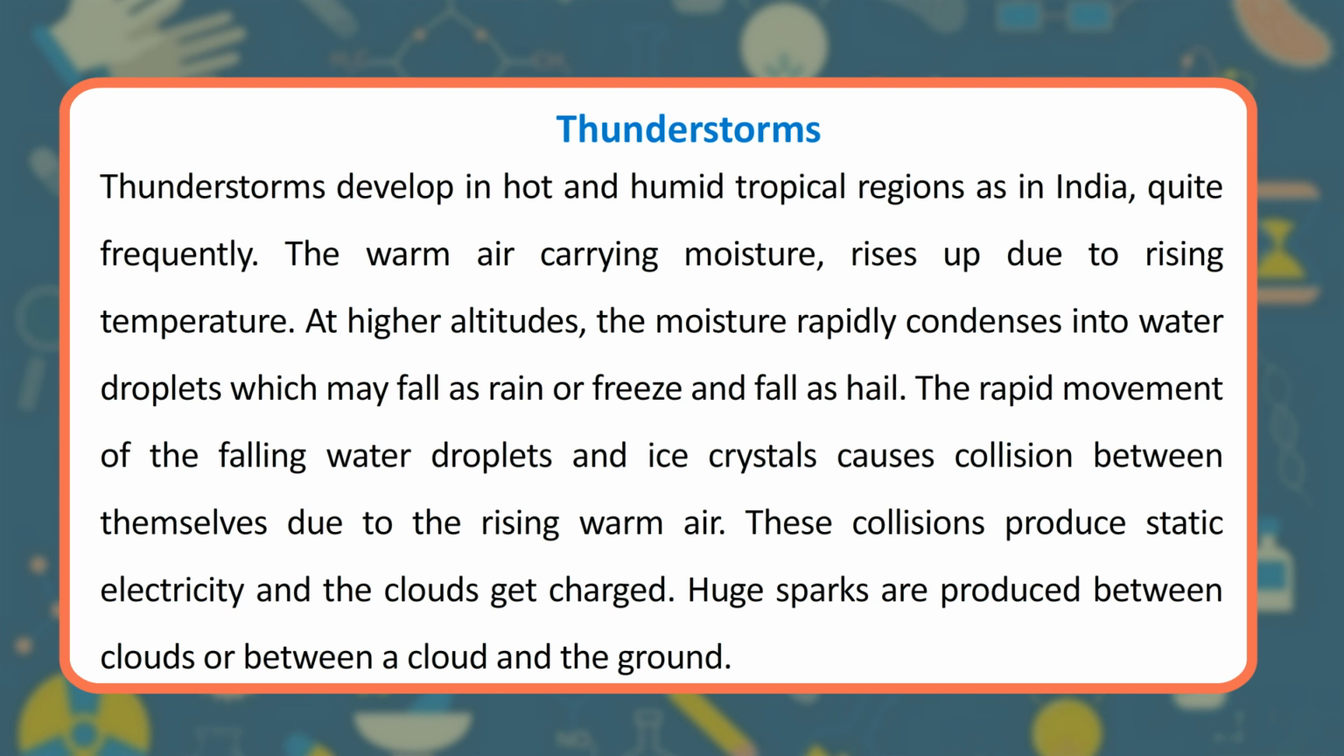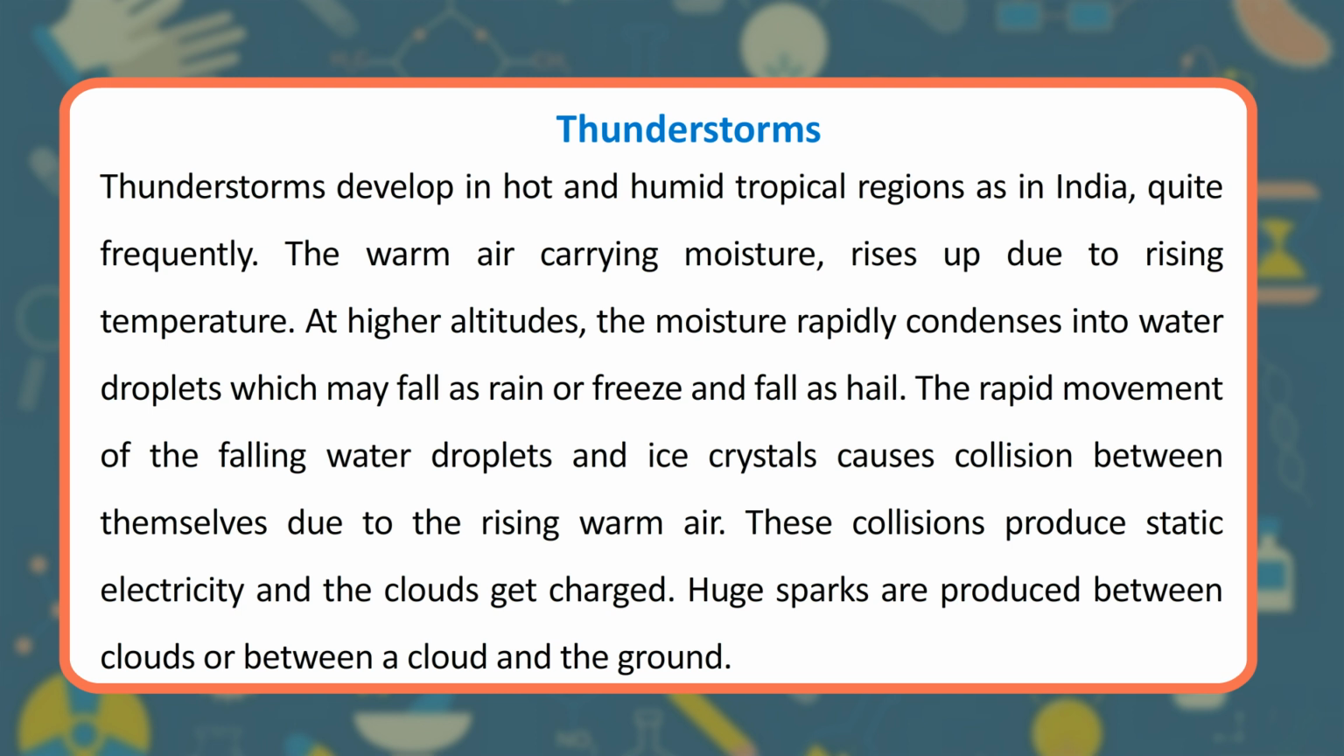Thunderstorms. Thunderstorms develop in hot and humid tropical regions as in India, quite frequently. The warm air carrying moisture rises up due to rising temperature. At higher altitudes, the moisture rapidly condenses into water droplets which may fall as rain or freeze and fall as hail. The rapid movement of the falling water droplets and ice crystals causes collision between themselves due to the rising warm air. These collisions produce static electricity and the clouds get charged.